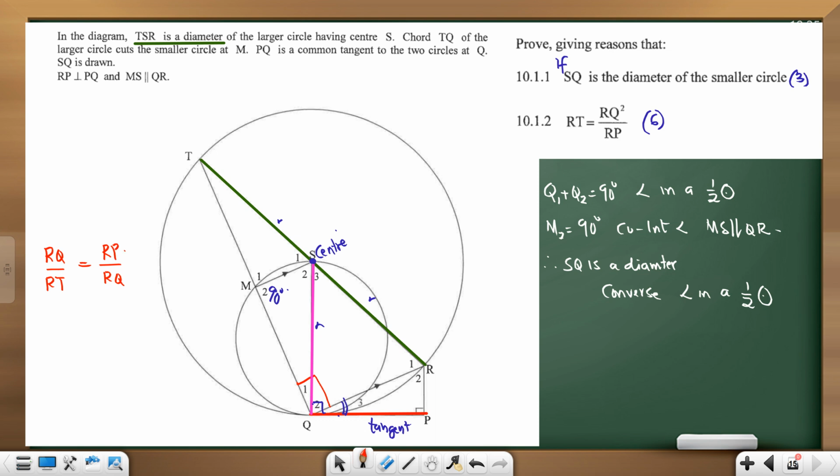May I ask if what I just did made sense to you? I want to work backwards. If I cross multiply, RQ squared equals to RT times RP. Did this make sense to you? I'm trying to work backwards. That's the first thing that I'm thinking. Crazy? Maths. Cross multiply. RQ squared equals to RT times RP. Are you okay with that?